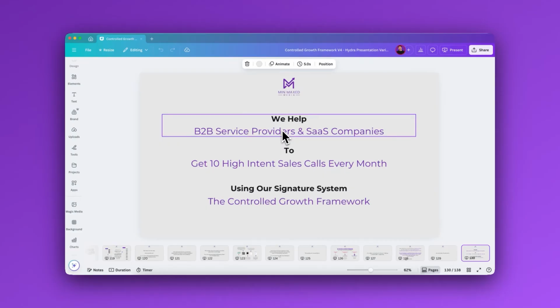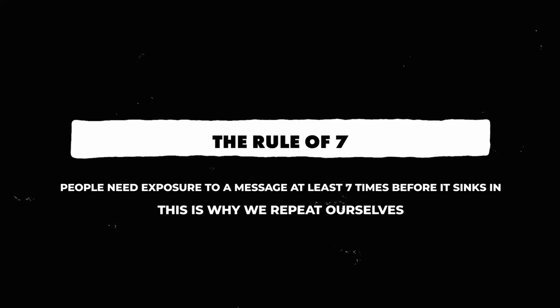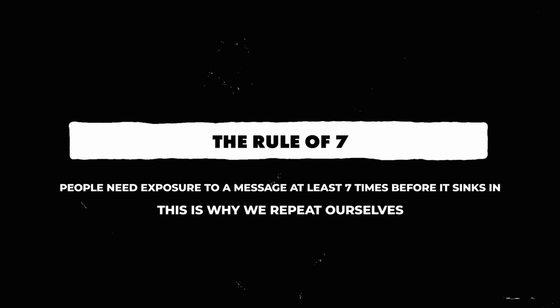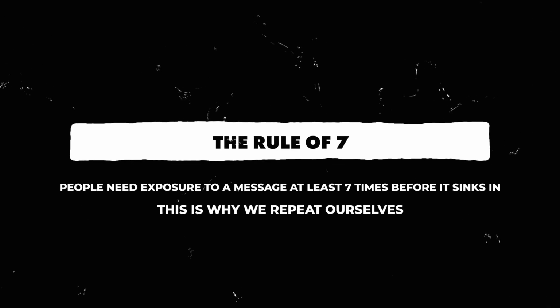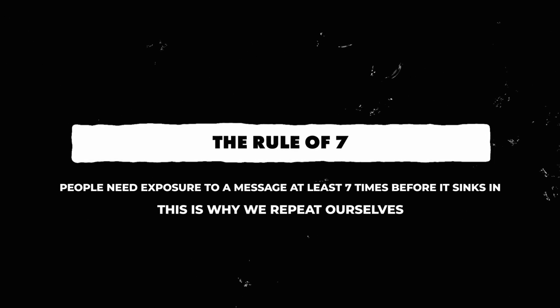Next, we're going to have a really quick reset and remind them who you are, the outcome you help them get, and how you do it. All really short and clear. People often need to be exposed to a message at least 7 times before it sinks in. This is known as the rule of 7, which is why we repeat ourselves.